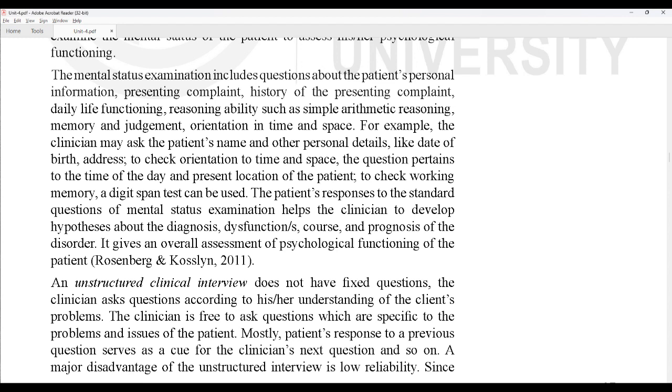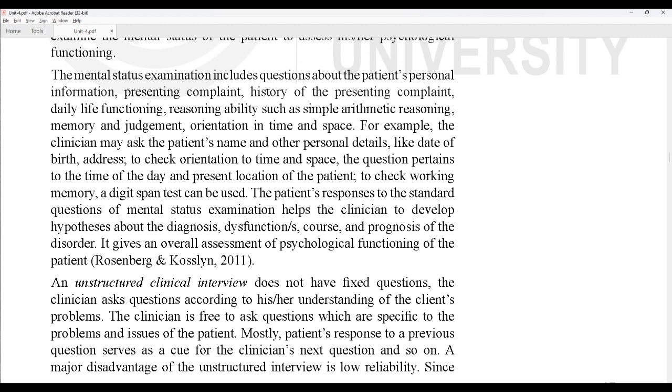The mental status examination includes questions about the patient's personal information, presenting complaint, history of the presenting complaint, daily life functioning, reasoning ability such as simple arithmetic reasoning, memory and judgment, orientation in time and space. For example, the clinician may ask the patient's name and other personal details, like date of birth, address, to check orientation to time and space. The question pertains to the time of the day and present location of the patient. To check working memory, a digit span test can be used.